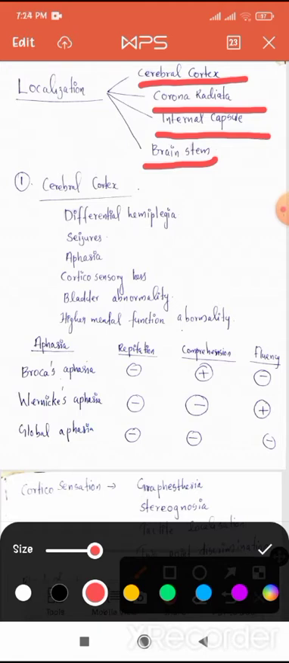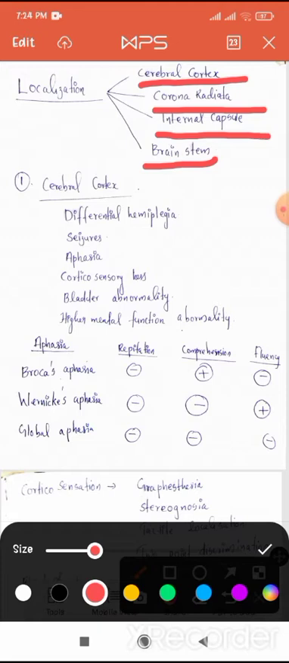Next are seizures. Seizures are a sign of a cortical lesion. Next is aphasia. Aphasia is divided based on things like repetition, comprehension, and fluency. Based on that it is divided into Broca's aphasia, Wernicke's aphasia, and global aphasia. There are some more, but I am discussing only some important basics.